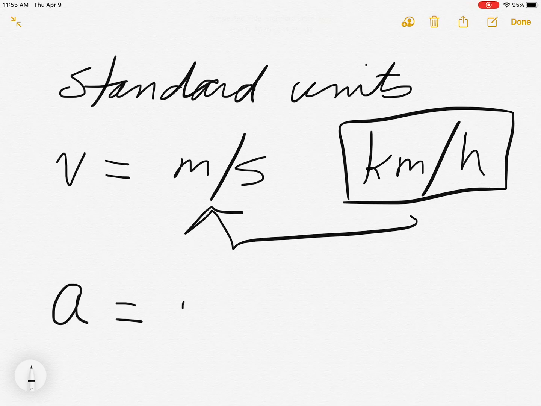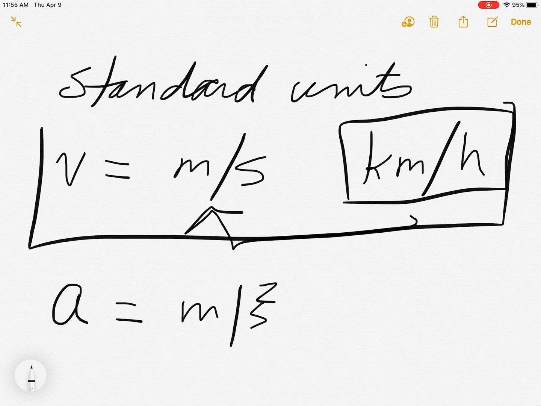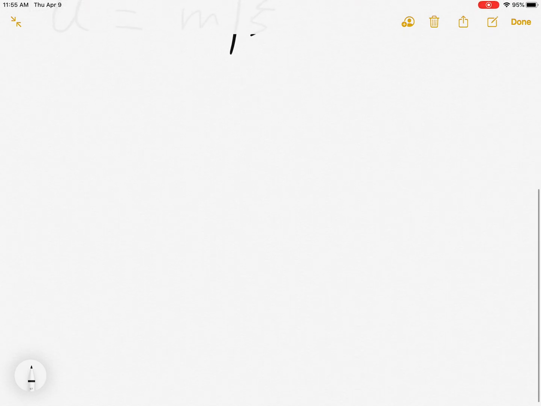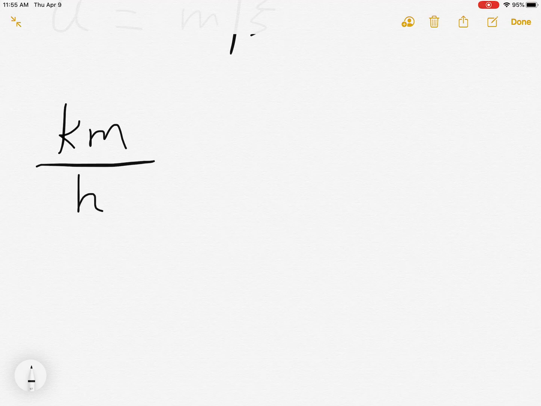Accelerations, meters per second squared. Okay, let's do the first one. Let's work with the v first, and then we can talk about accelerations. So let's say you have kilometers per hour, which we'll write like this, and we want that to become meters per second. So there's two ways you can go about this.